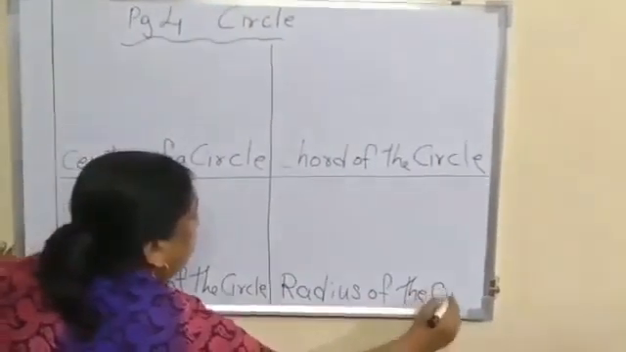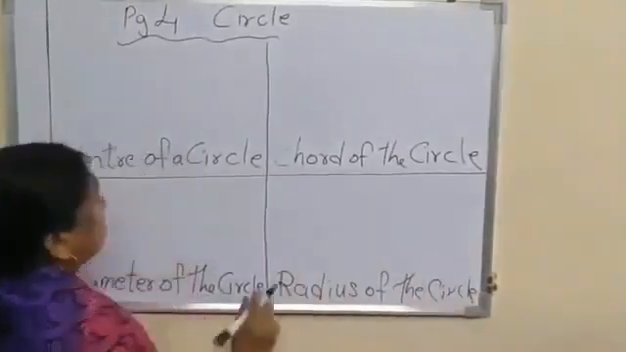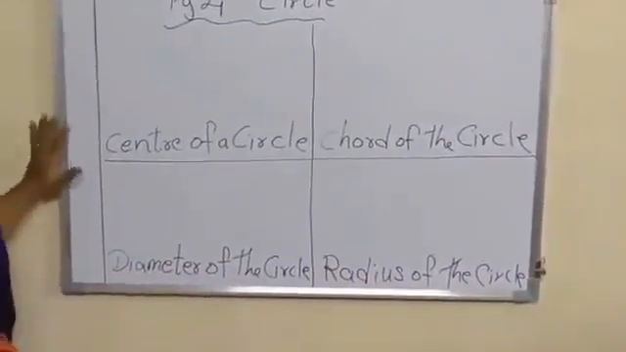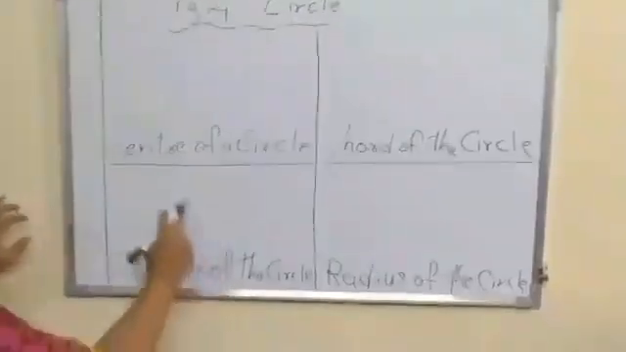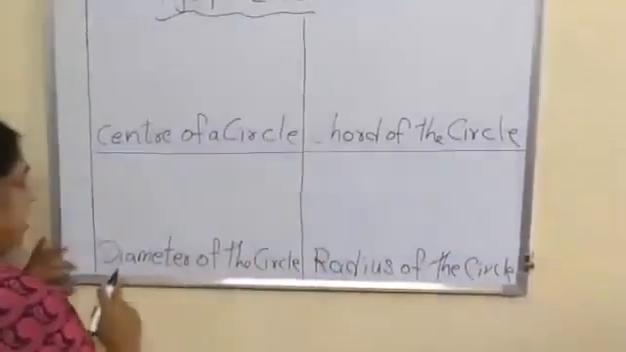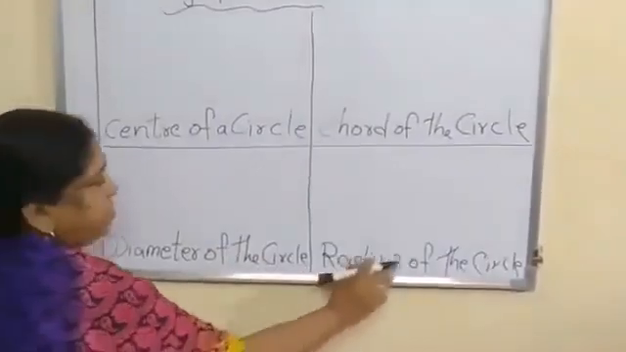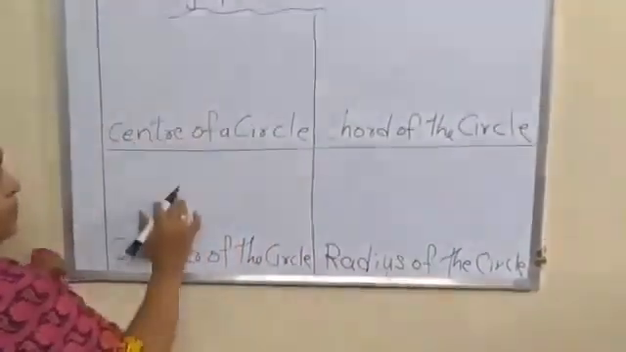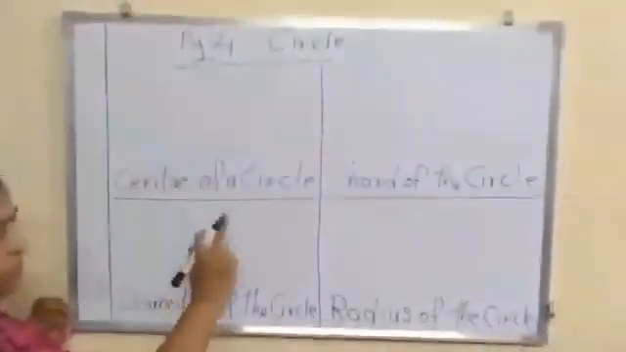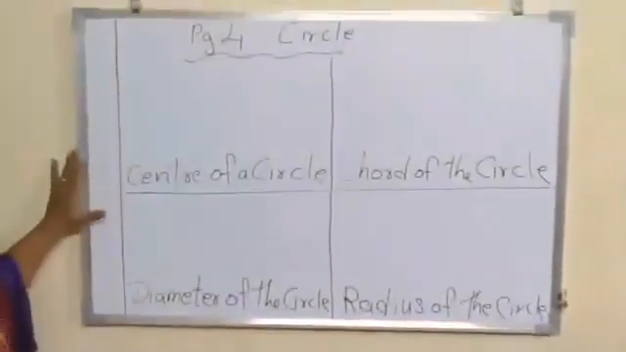This you are going to do on the first page of the notebook. You are going to divide it into 4 parts. Then write center of a circle, chord of the circle, diameter of the circle, radius of the circle, and stick the craft papers according to that. The craft circles which we made just now, you will stick them here.